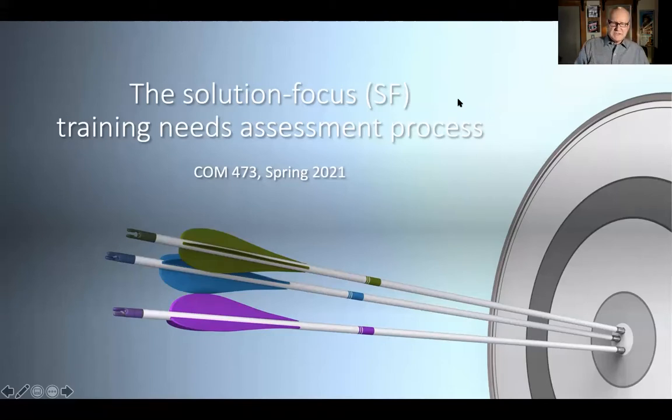All right, so the solution focus process, SF stands for solution focus. And this is a process by which we assess training needs. Now, remember, this is actually part of a two-part process for trying to figure out an answer to the question, what's our training going to contain? What's our training going to look like? Why are we doing this training? And the first part is this SF, solution focus needs assessment process.